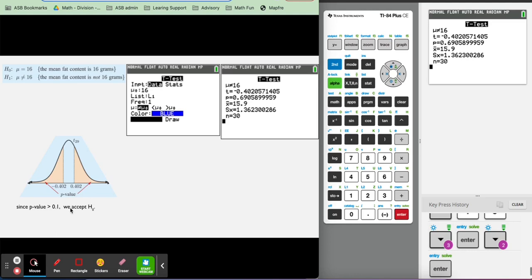So this is a situation where we're going to be accepting the null hypothesis. So since we're accepting the null hypothesis, then we cannot conclude that the mean fat is different than 16 grams. Right? So we're accepting the fact that it's equal to 16, therefore we cannot say that it's different than 16.